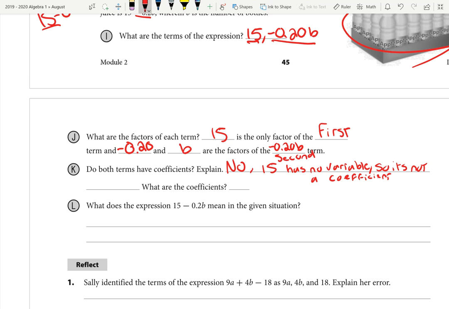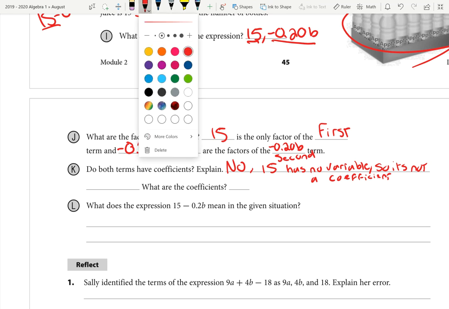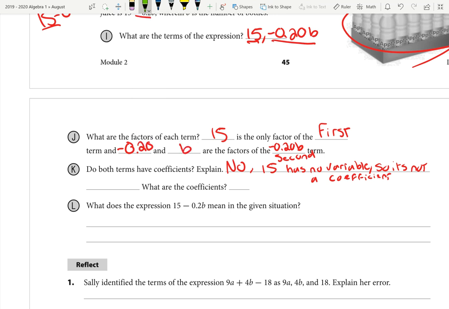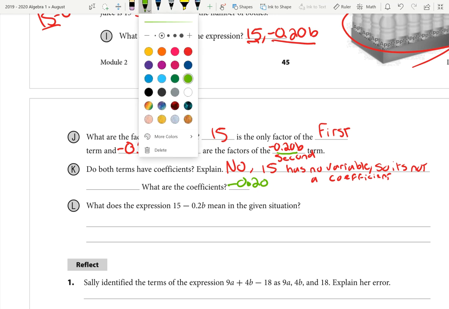The only coefficient we do have is the coefficient for our b, right? The number that goes with the variable, our b. So that coefficient is just negative 0.20. And by the way, every time I write 0.20, you're free to just write negative 0.2 instead. That's totally cool. I'm just writing out the 0 because it looks like 20 cents, so it helps me out.